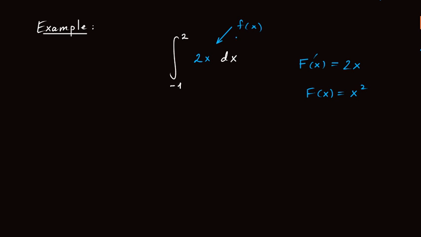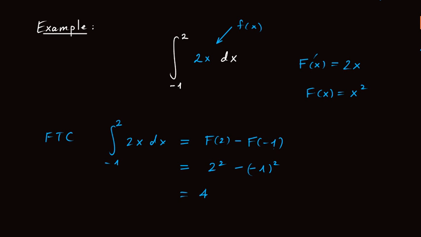Great. So what that tells us is that now the fundamental theorem of calculus takes over and says that the integral from -1 to 2 of 2x dx, this is my F prime of x, is equal to the value of capital F at 2, that's my b, minus the value at -1. But I know what capital F is. Capital F is x squared. So I plug in 2 into capital F, I get 2 squared. I plug in -1 into capital F, I get (-1) squared. And so I get 4 minus 1, which is 3.